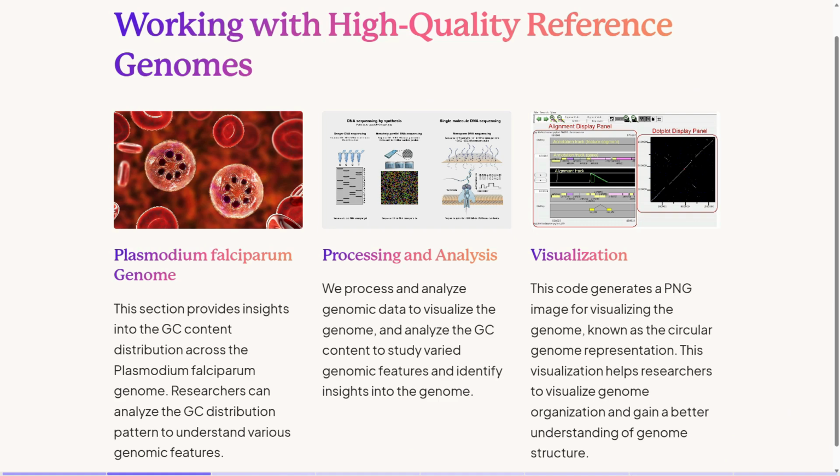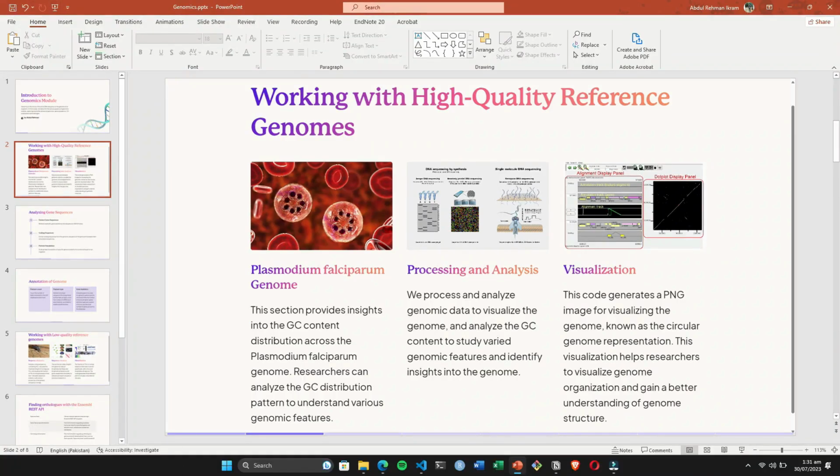Our genome of interest is Plasmodium. We also analyze the GC content and then identify some genomic features and some insights into your genome. This code also generates a PNG image for visualizing the genome by chromosome location. This visualization helps researchers to visualize genome organization and gain a better understanding of the genome structure.